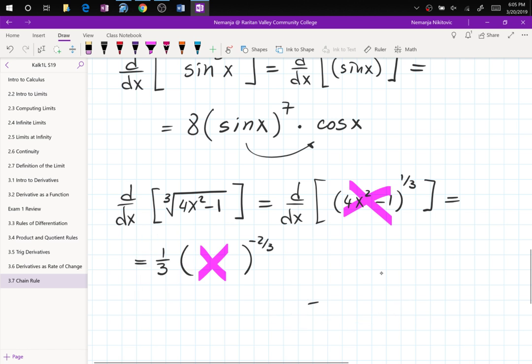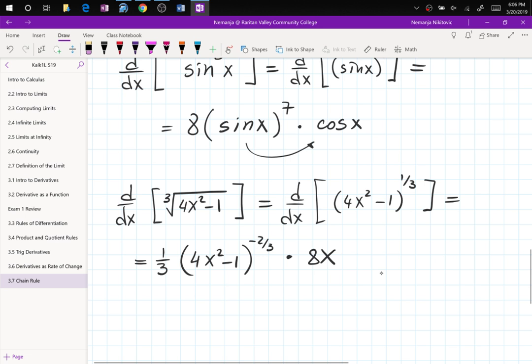Now for chain rule, the guts of the problem over here are not x's but g's. So this is 4x squared minus 1. And then for g prime, I follow with the derivative of the inside, which is 8x. So you simplify that as 8/3 x?